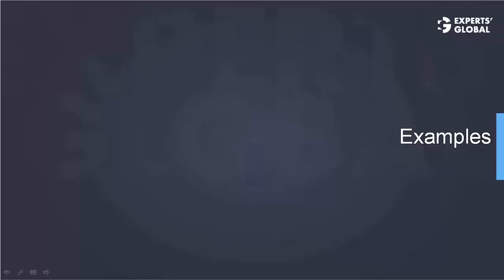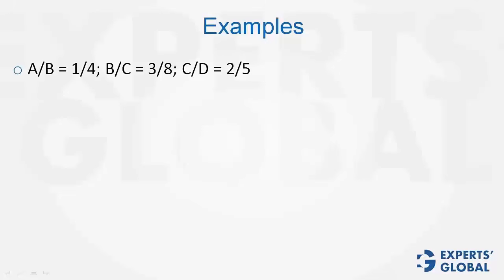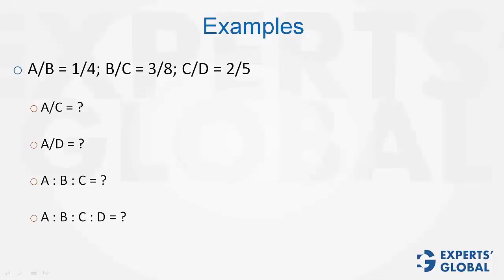Let us now take some examples. Look at this question. You have to find out the value of A divided by C, A divided by D, A ratio B ratio C, A ratio B ratio C ratio D. Please pause the video and solve it yourself. A divided by C is very simply A divided by B times B divided by C. So this is equal to 1 divided by 4 times 3 divided by 8. The answer is 3 ratio to 32.